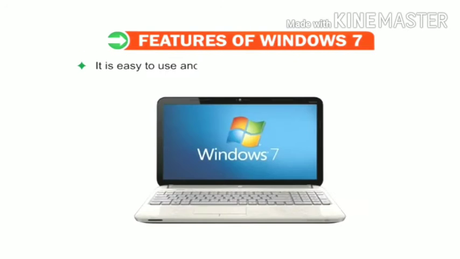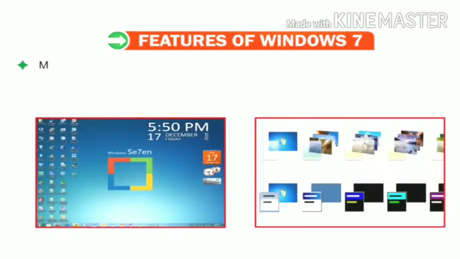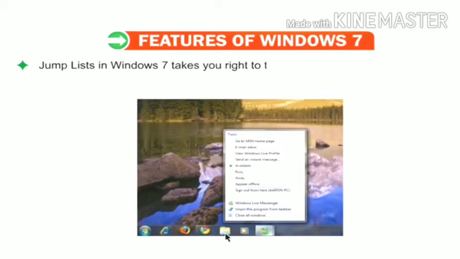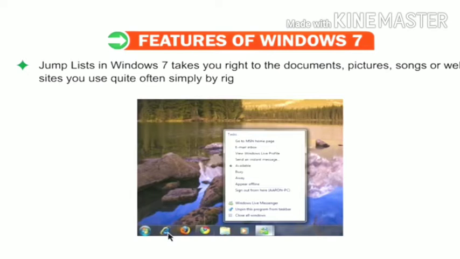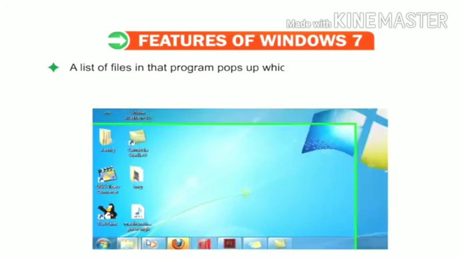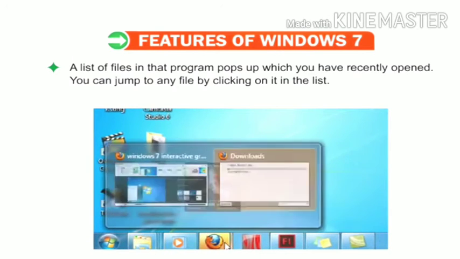It is easy to use and learn, faster, more reliable and secure. Better memory management. More personal. You can redecorate your desktop with new themes, slideshows or handy gadgets. Jump List in Windows 7 takes you right to the documents, pictures, songs or websites you use quite often simply by right-clicking the program button on the taskbar. A list of files in that program pops up which you have recently opened. You can jump to any file by clicking on it in the list.